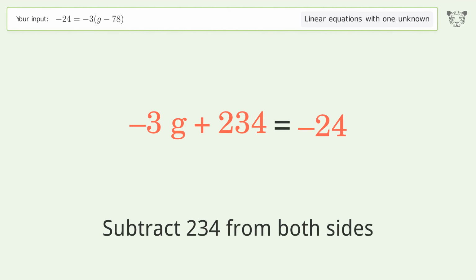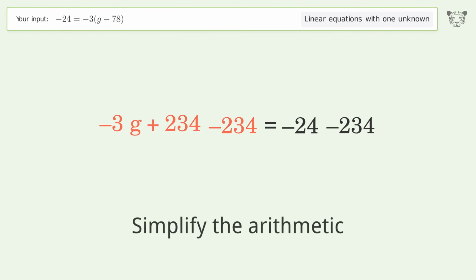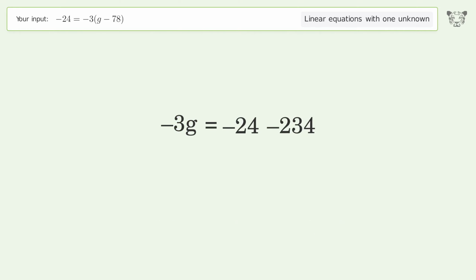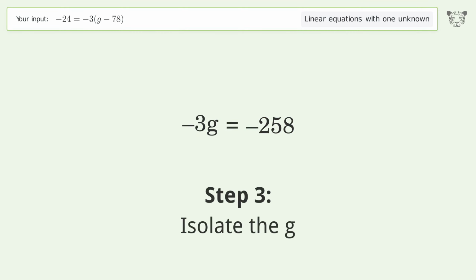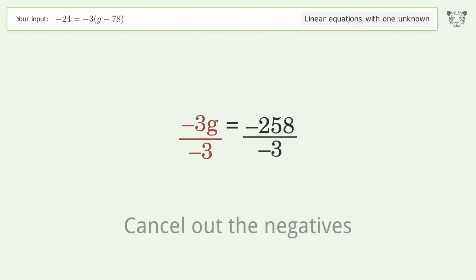Subtract 234 from both sides. Simplify the arithmetic. Isolate the g. Divide both sides by -3. Cancel out the negatives.